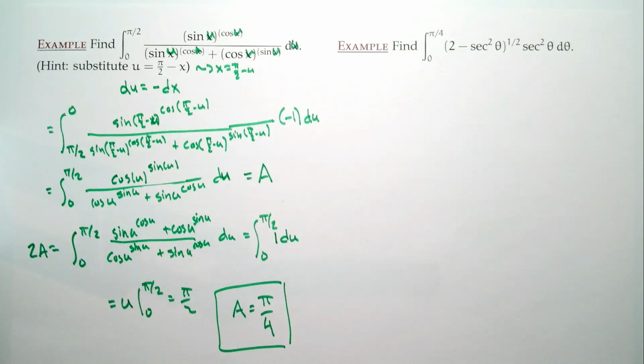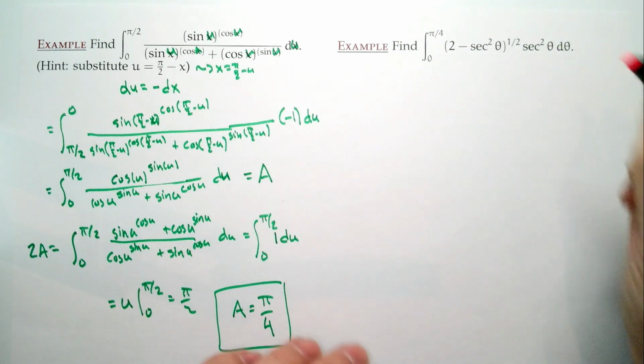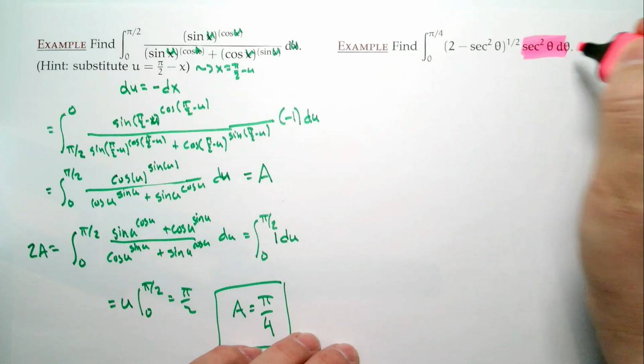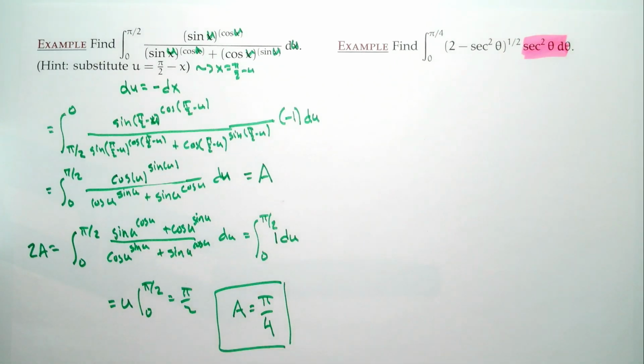I'll give you a hint. This problem is basically saying, or maybe it's trying to whisper to you. You know, we're young. We're just barely learning to hear it. But it's trying to whisper to you, make a certain substitution. And you're probably like, which one? Which substitution should I make? And it says, look at me. Look at me. It says secant squared theta d theta.